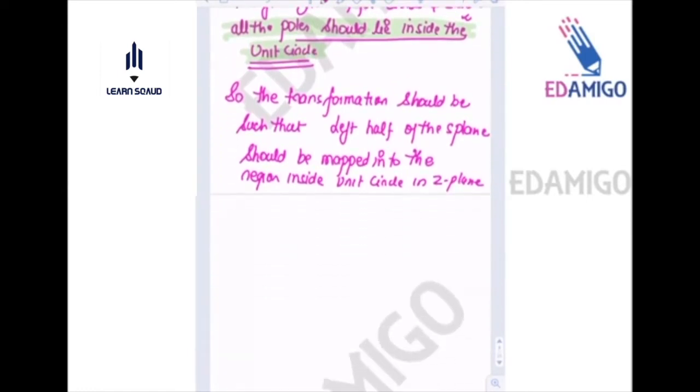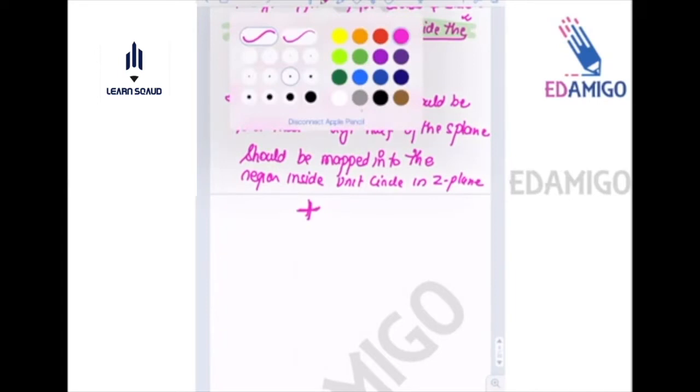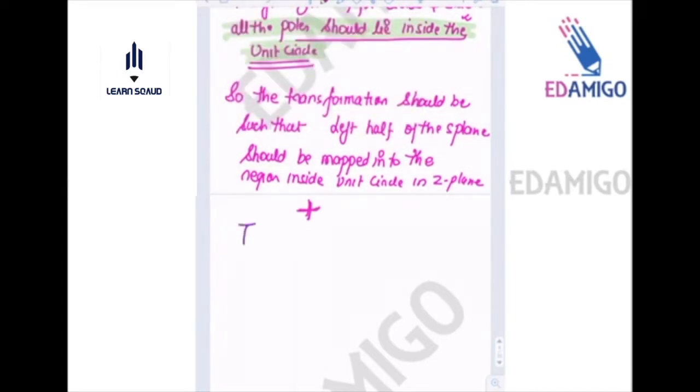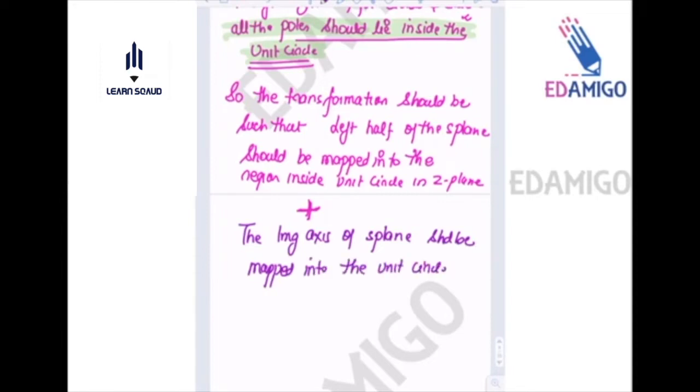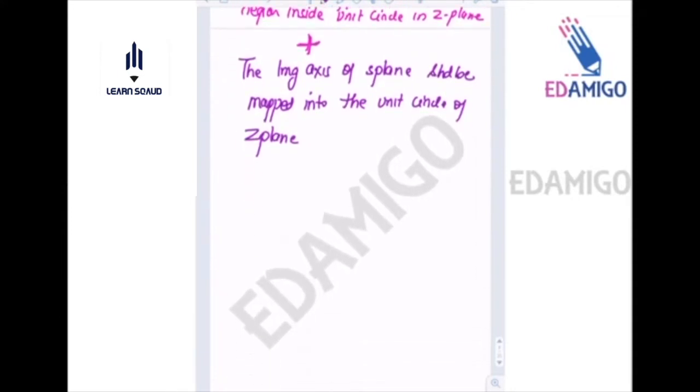Plus we can add one more thing, plus the imaginary axis of S plane should be mapped into the unit circle of Z plane. So these are the requirements. Any competitive exam or GATE exam can also ask you these requirements in a one marker question. So that's why these are important. Okay, so these are the requirements.